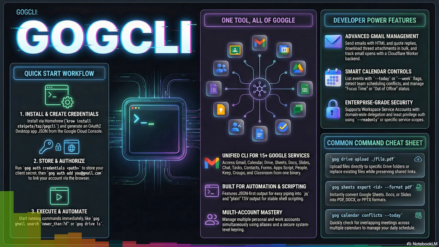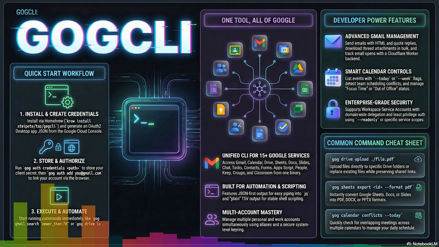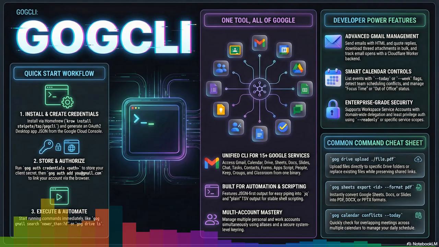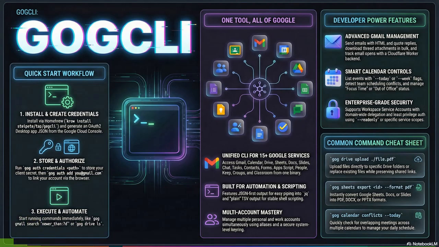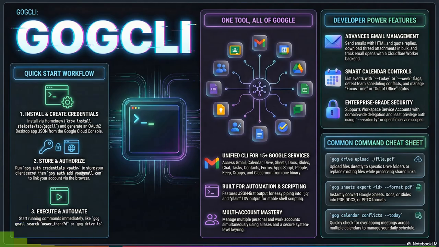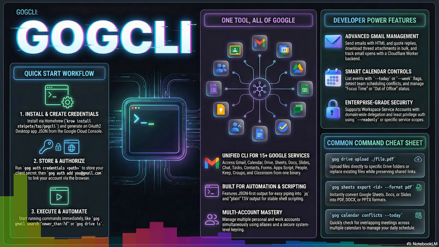I also noticed something about headless auth. What does that mean? Think about a remote server, a VPS you rent to run backups. That machine doesn't have a monitor. It doesn't have a web browser. So you can't pop up a sign-in with Google window. Right, there's no screen to click allow on. So gogcli has a flow for this. It generates a URL on the server. You copy that URL, paste it into your laptop's browser, authorize it, and it gives you a code to paste back into the server. It decouples the authentication from the machine running the tool.